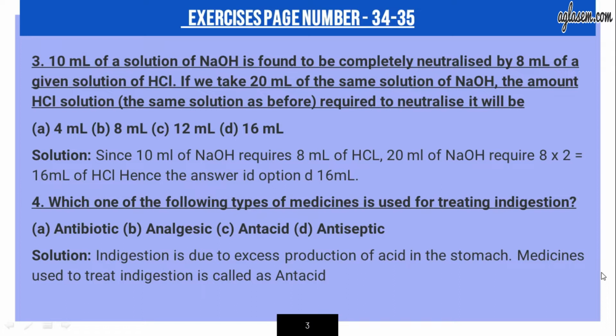Fourth is: which one of the following medicines is used for treating indigestion? A is antibiotic, B is analgesic, C is antacid, D is antiseptic. Solution: indigestion is due to excess production of acid in the stomach. Medicines used to treat indigestion are called antacids. So this is all for question number 3 and 4.